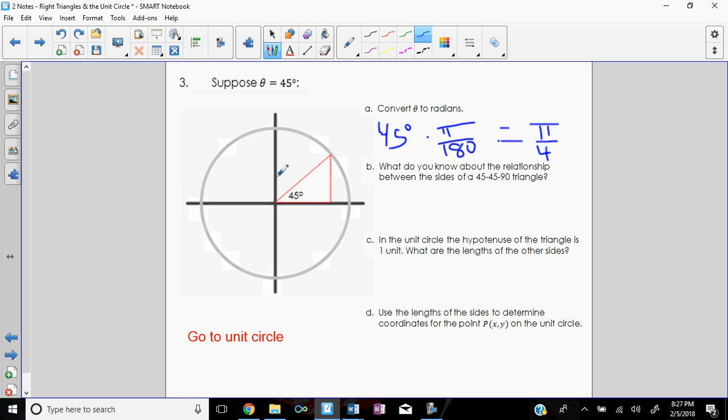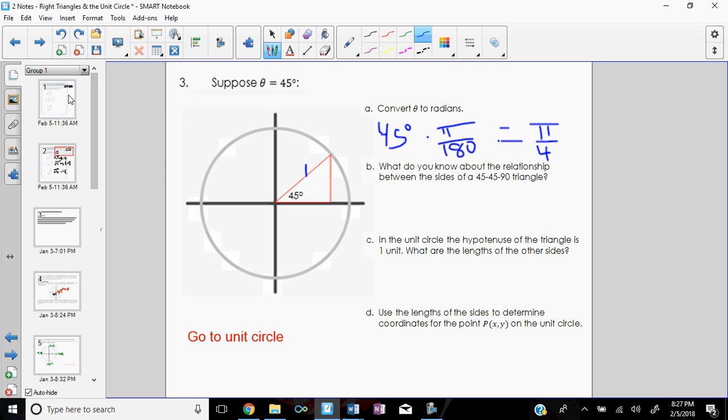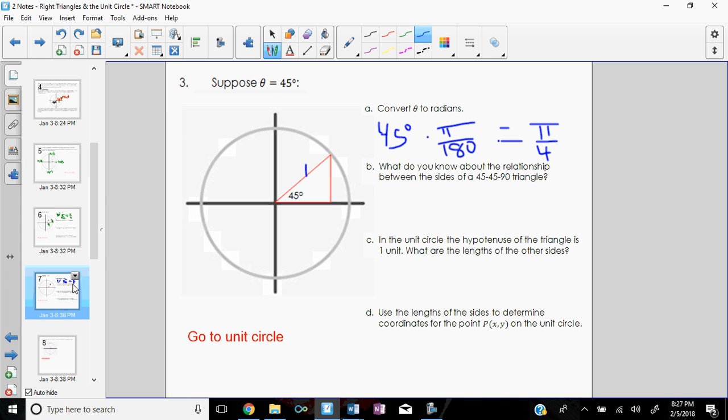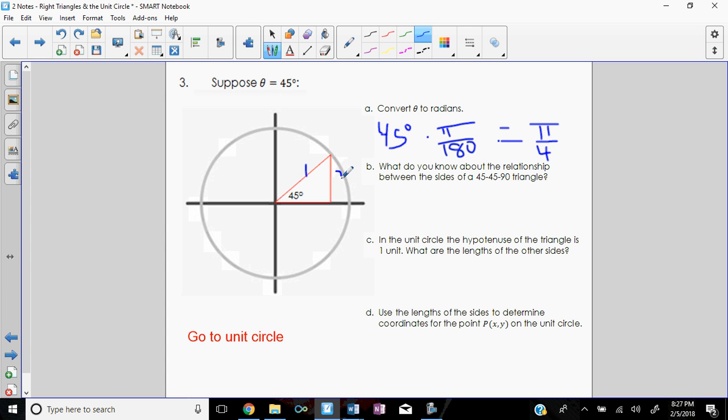And one of the things that we know about a right triangle, if it's 45, 45, 90, and it has a hypotenuse of 1, again, when we go back to our warm-up, we learned that both of the sides are going to be the square root of 2 over 2. So this side here is going to be the square root of 2 over 2. And this side here is going to be the square root of 2 over 2. So that means that the point on my circle, right here, for both x and y, those coordinates are going to be the square root of 2 over 2. So let's go ahead and fill in our unit circle.